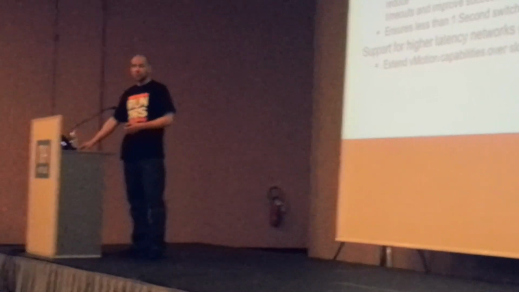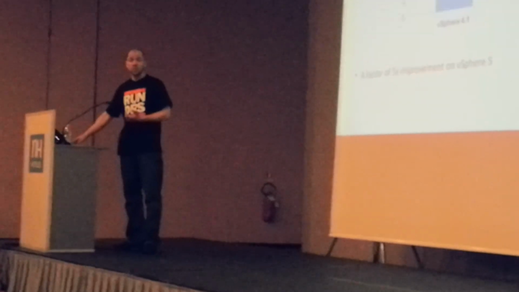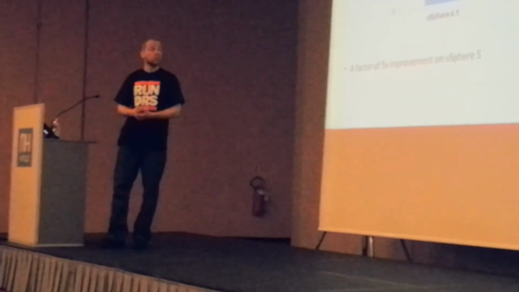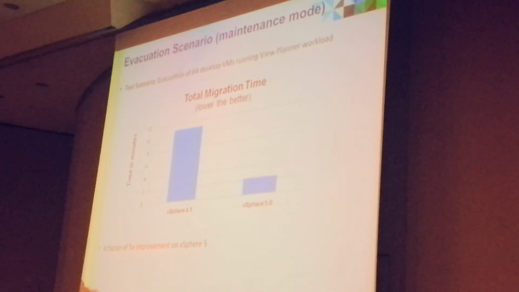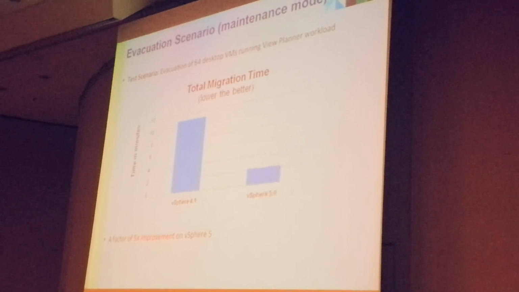But as I just mentioned, most of the enhancements were made basically to decrease the amount of time it takes to place a host in maintenance mode. So this is one of the tests that we did. We were using the exact same bandwidth, but just by optimizing the way the vMotion internally works, there's a 5x improvement between 4.1 and 5.0.